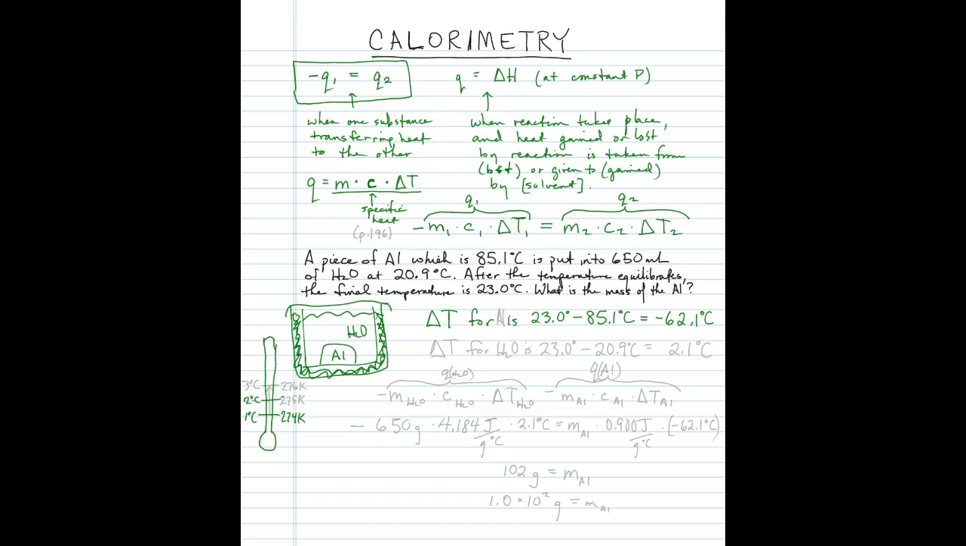What's the final temperature of the water? Why, it's 23.0 as well, because they equilibrate, right? They come to the same temperature. Minus 20.9 degrees Celsius, and this change in temperature is going to be 2.1 degrees Celsius.